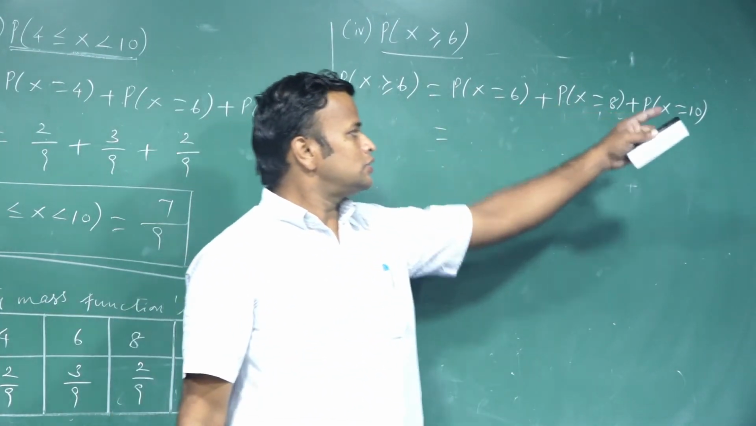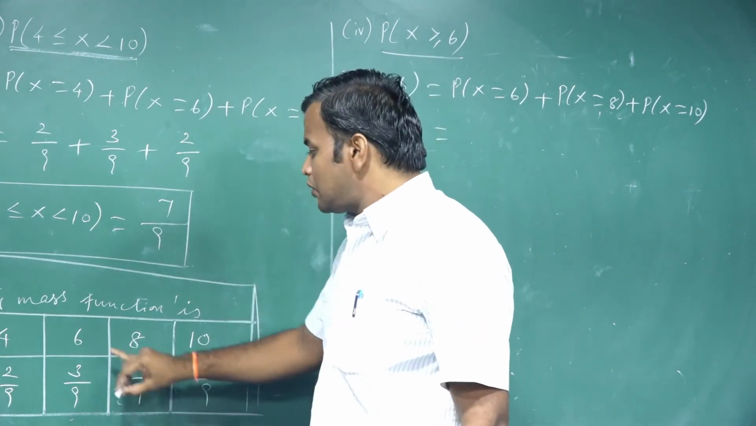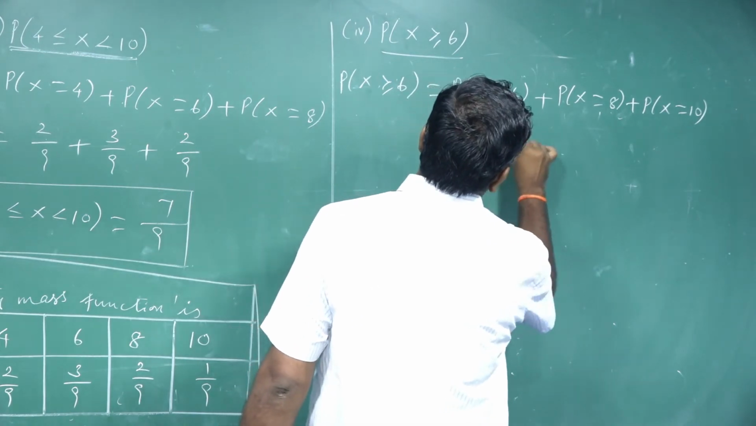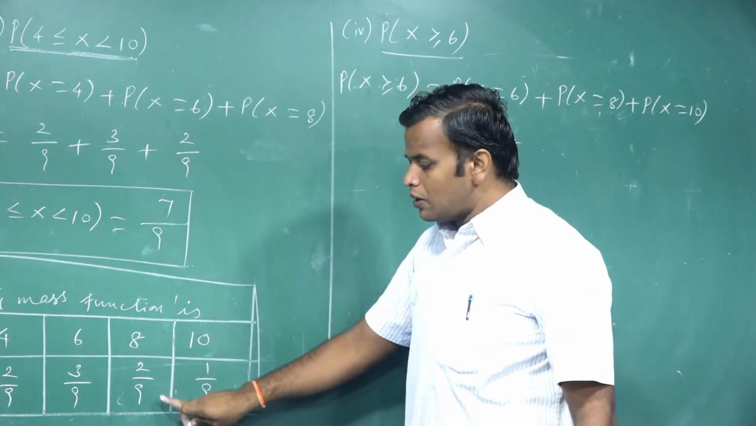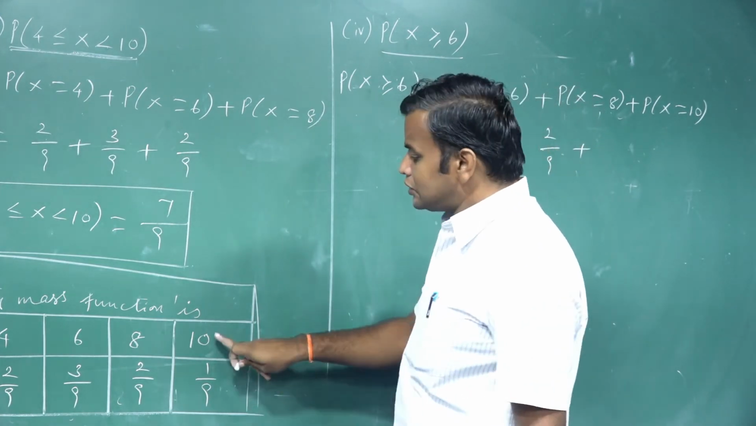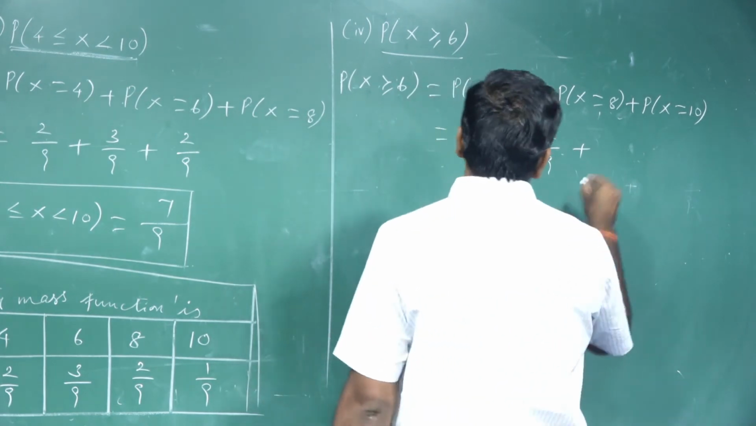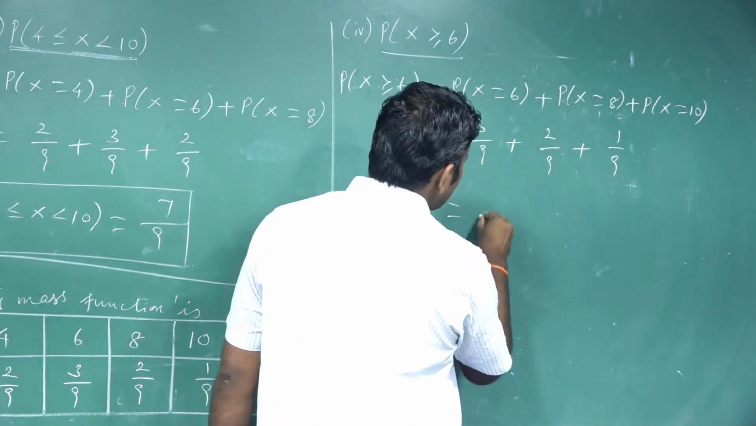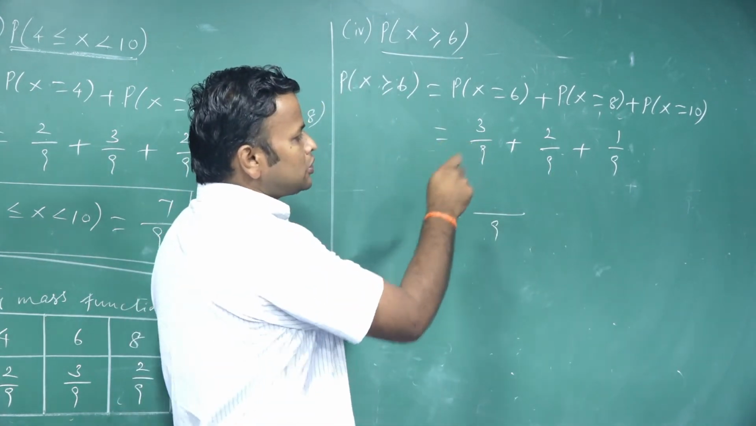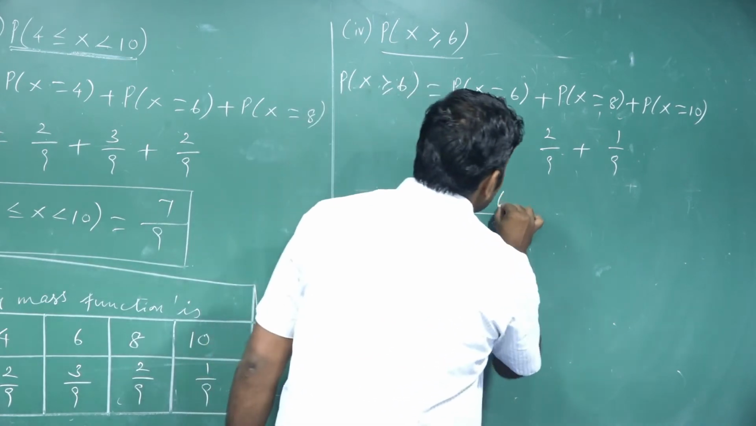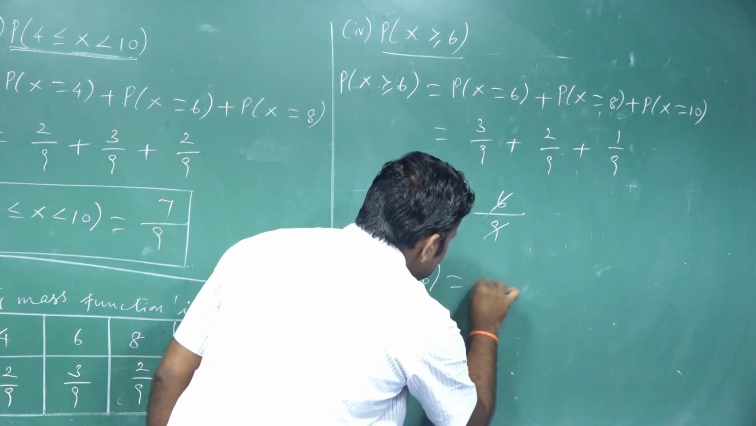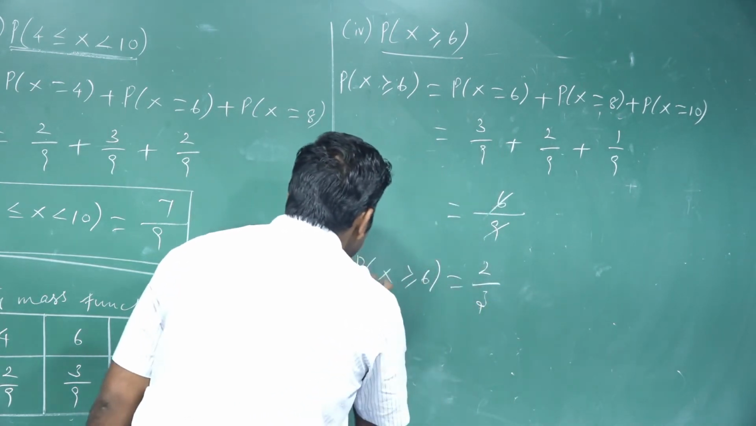So we add all these three probability values. When x is equal to 6, the probability value is 3 by 9, plus when x is equal to 8, the probability value is 2 by 9, plus when x is equal to 10, the probability value is 1 by 9. Whole divided by 9, 9 is common. The addition of the numerator, 3 plus 2, 5, 5 plus 1 is 6. We cancel in the three table. So P of x greater than or equal to 6 is 2 by 3.